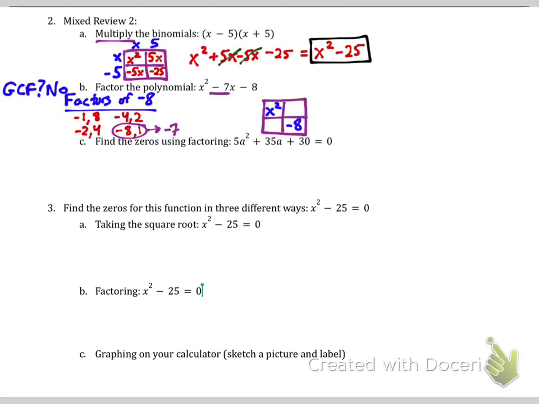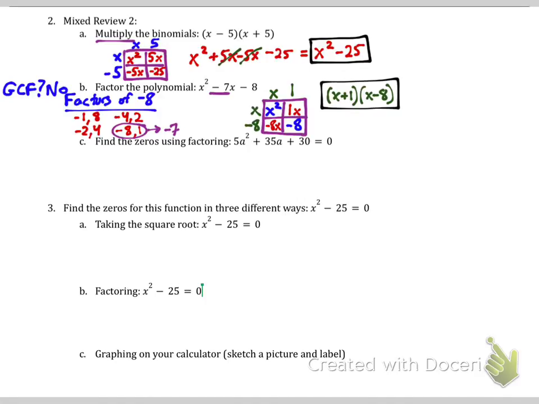So when I draw my box, I'll put the top left and bottom right for the first and third term, and I'm going to split the negative 7x into negative 8x and 1x. Now looking for the GCF, that gives us x and negative 8, and x and 1. So x plus 1 times x minus 8 is our factored answer.